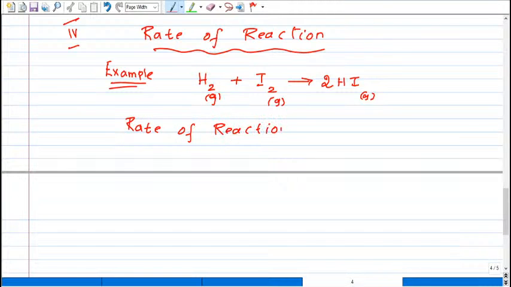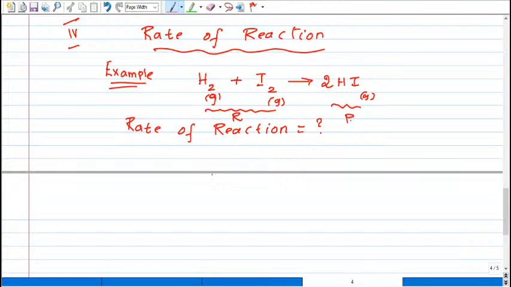For the board, normally they will give this. If you are thorough with the board, then you can easily spot the answer for this question. So, H2 plus I2 gives 2HI. The question asks: the rate of reaction is a question mark. To find the rate of reaction, I can divide into two types. This one is called the reactant, and this one is called the product.